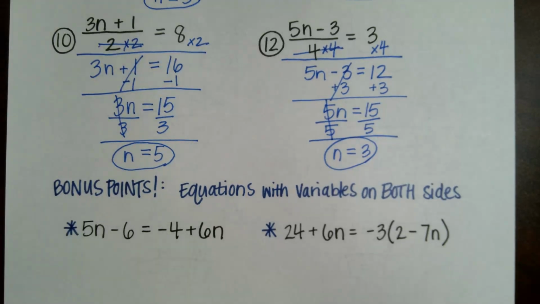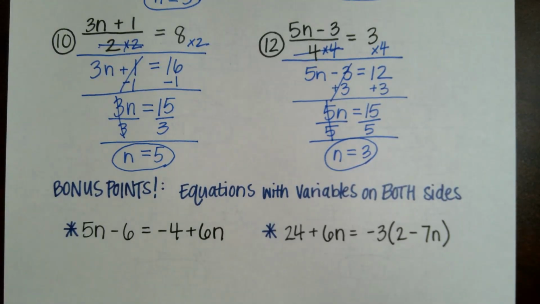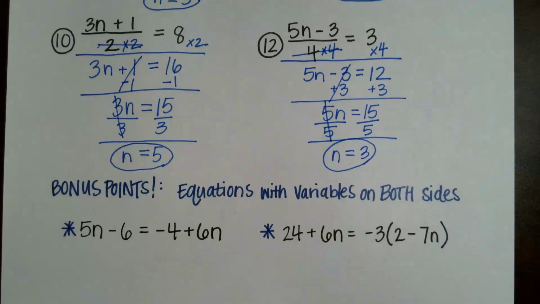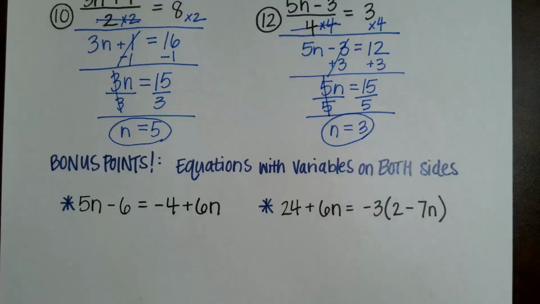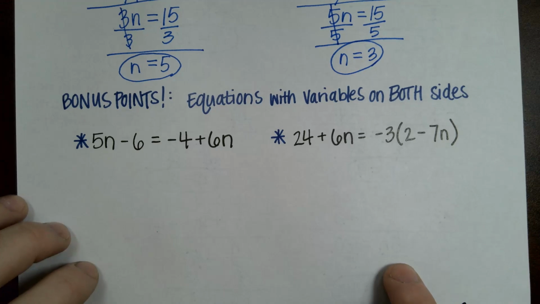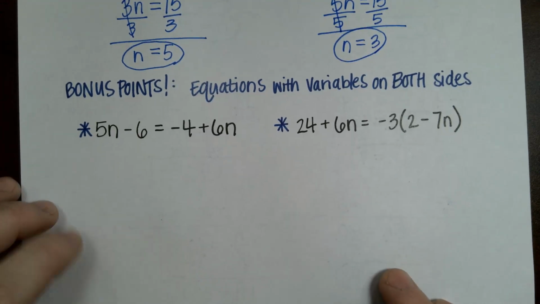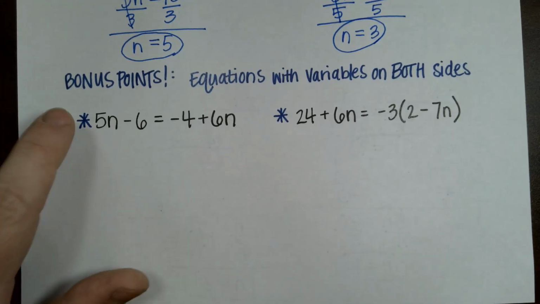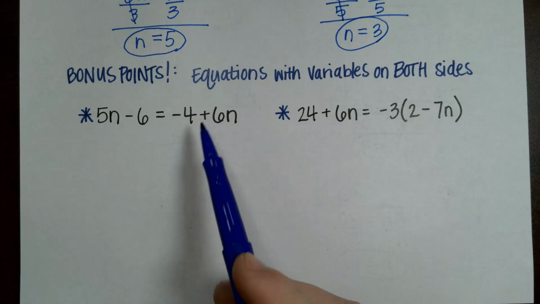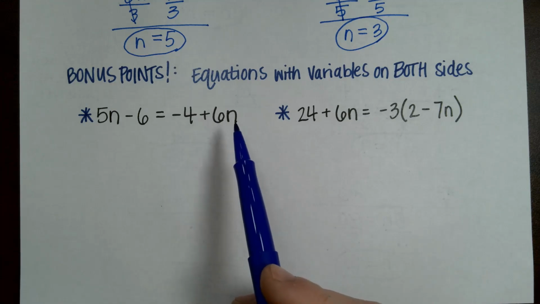Okay. Let's move on to our bonus questions. These are a little bit tricky, but I believe in y'all. Remember, if you get them wrong on the quiz, it won't count against you. If you get them right, you get bonus points. So let's look at the first bonus question here. I have 5n minus 6 equals negative 4 plus 6n.